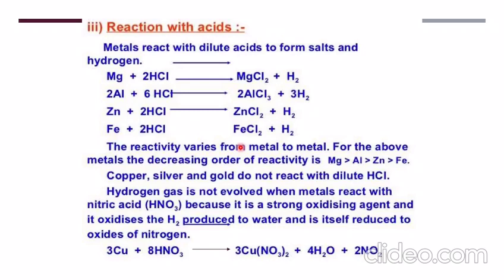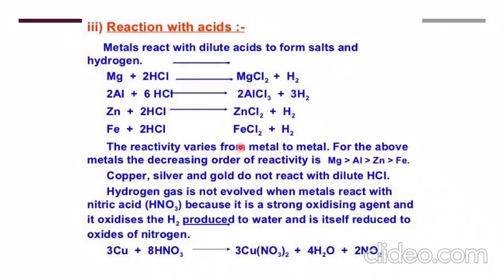So we can say that copper, mercury and silver do not react with dilute hydrochloric acid or sulfuric acid, as already mentioned. Thus the order of reactivity of metals towards dilute hydrochloric acid or dilute sulfuric acid is: potassium, then sodium, then calcium, then magnesium, then aluminium, then zinc, iron, copper, mercury and silver.